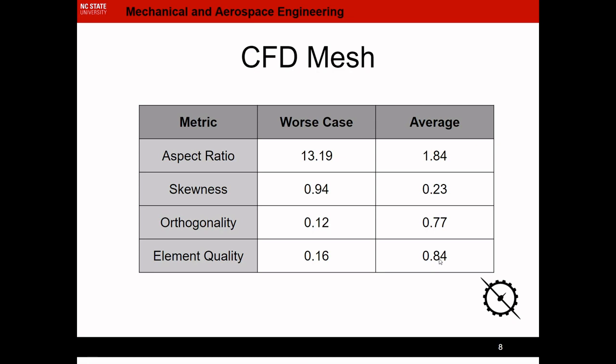However, it should be noted that for the worst case, the aspect ratio was 13.19, skewness was 0.94, orthogonality was 0.112, and element quality was 0.16, which isn't great. However, given that our solvers still converged, I don't believe these played a huge role in the overall solution.